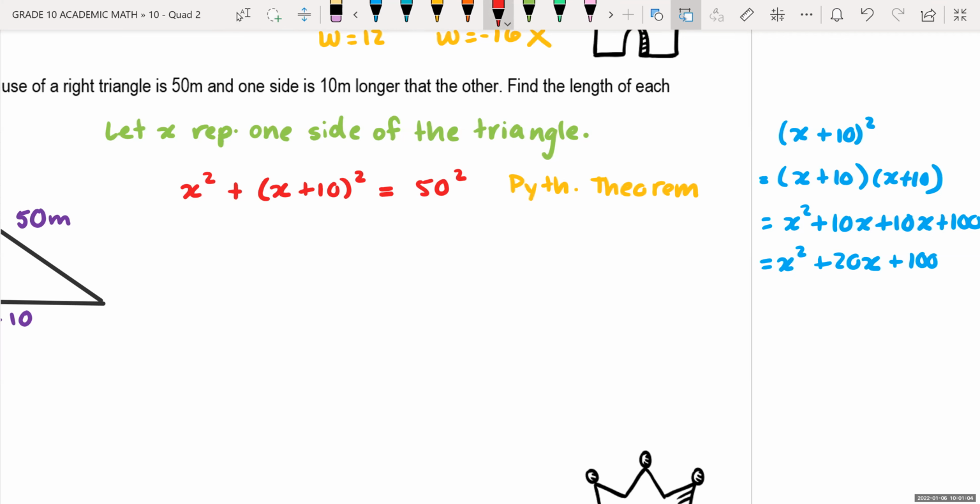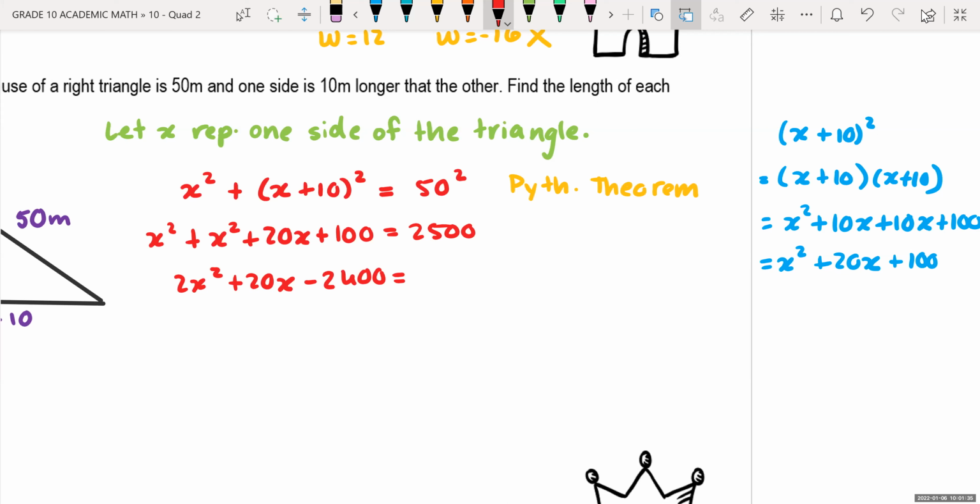Okay, so now I'm going to bring that back over here, and I'm going to get x squared plus x squared plus 20x plus 100 is equal to 2,500. Move everything to one side, simplify. So it's just going to be 2x squared plus 20x. And then this is going to be 100 minus 2,500, which is just going to be negative 2,400 is equal to 0.